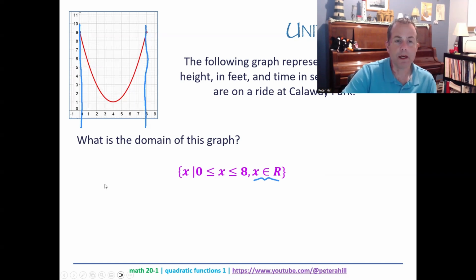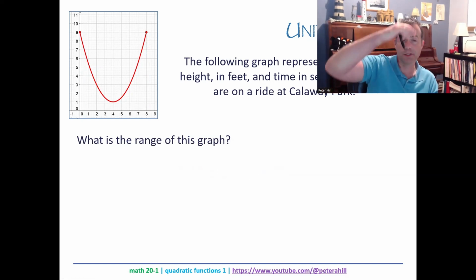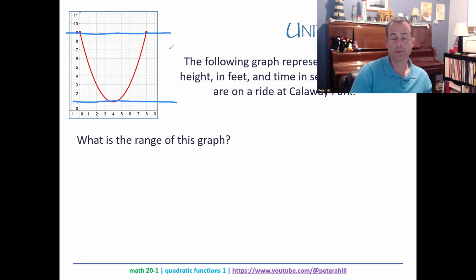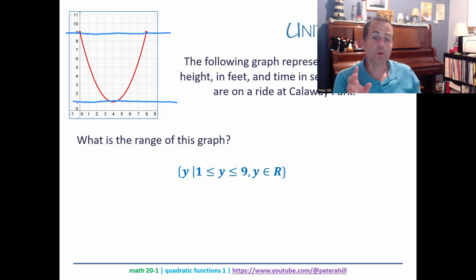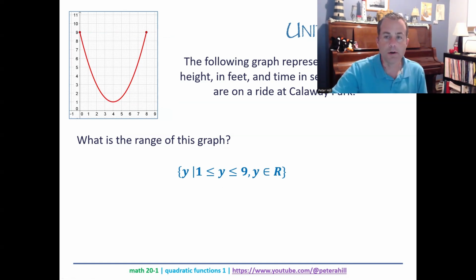Awesome possum. Okay, what is the range of this graph? So now we're looking for the y values. We're going to read from the bottom to the top. So I can see that my lowest y value is 1, and my highest y value is 9. So the range is from 1 to 9. And I'm going to write this just like I did the domain, except instead of writing x, I'm going to write y's. So all the values of y such that 1 is less than or equal to y, which is less than or equal to 9, comma, y is a member of the reals. So that is saying y is in between 1 and 9 and can be any number in between 1 and 9. Awesome.